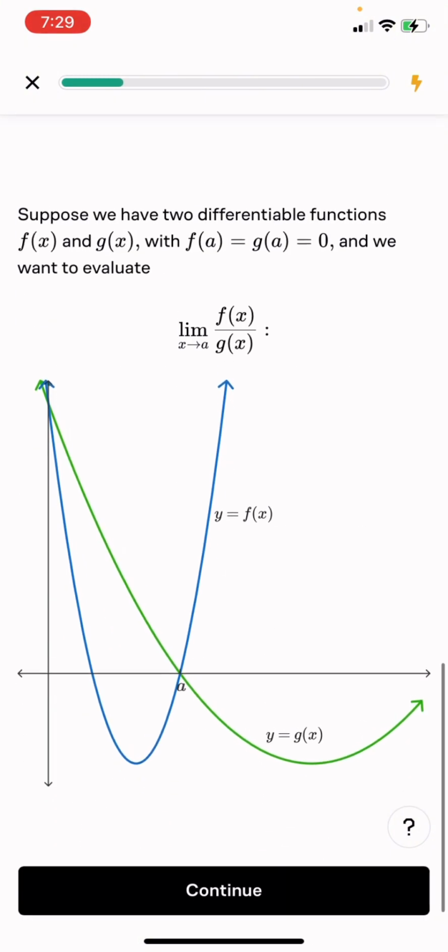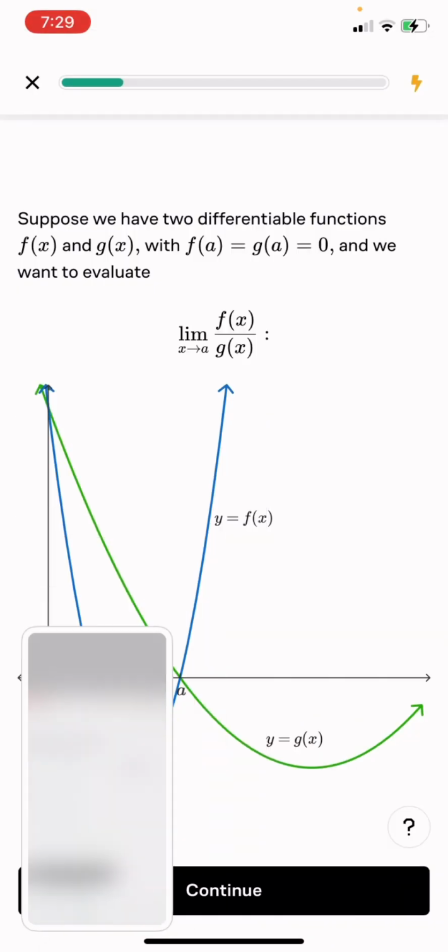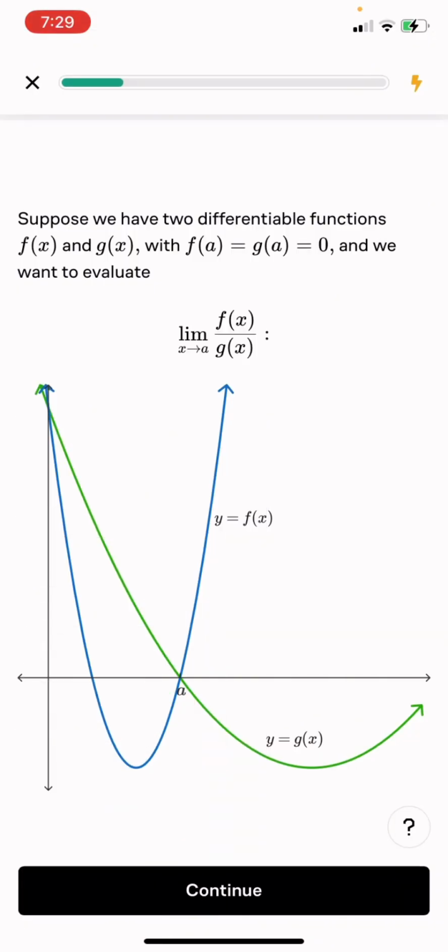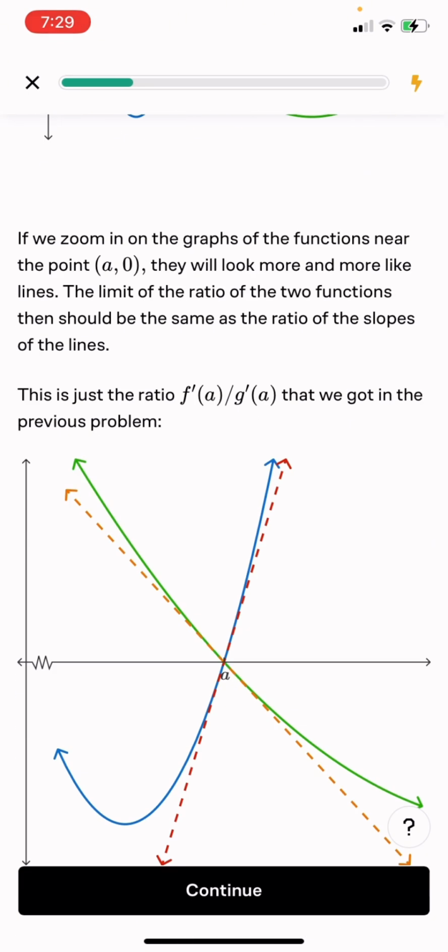Suppose we have 2 differentiable functions, f(x) and g(x), with f(a) equals g(a) equals 0, and you want to evaluate the limit as x approaches a of f(x) over g(x). And we can see the chart, and then the intersecting a, or the limit.